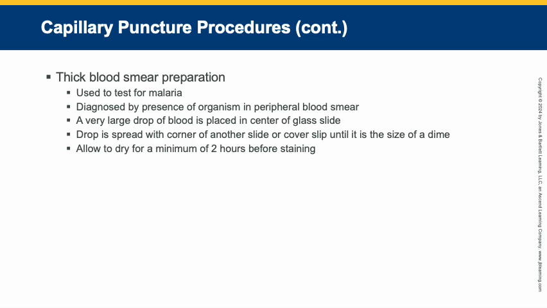You can do thick and thin smears, but if you do a thick smear, you do need to know what those are for. They are used to test for malaria, diagnosed by the presence of an organism in the peripheral blood smear. A very large drop of blood is placed in the center of a glass slide. The drop is spread with the corner of another slide or the cover slip until it is the size of a dime. You allow it to dry for a minimum of 2 hours. You stain it, and then in the lab they will look for the organism that causes malaria.